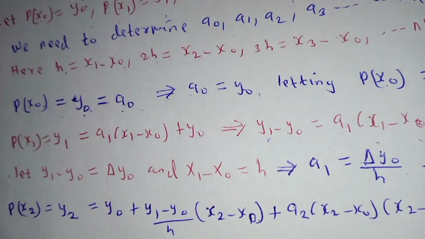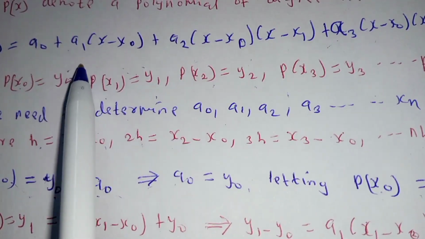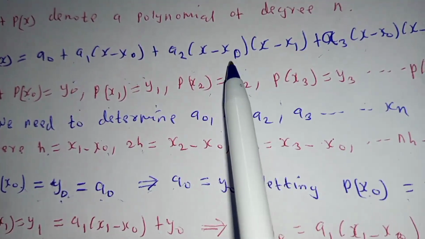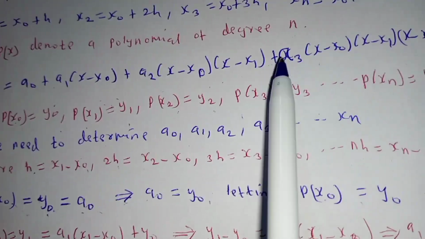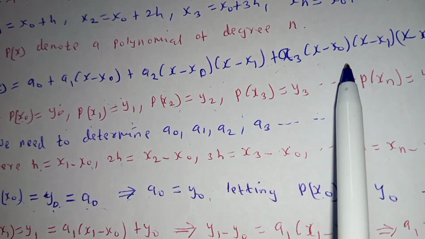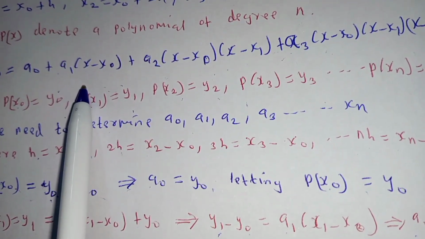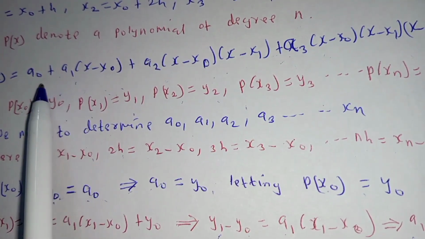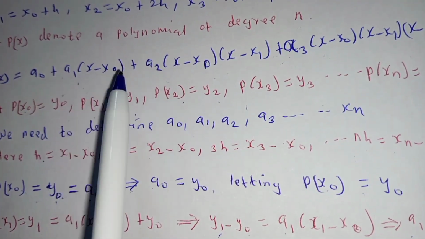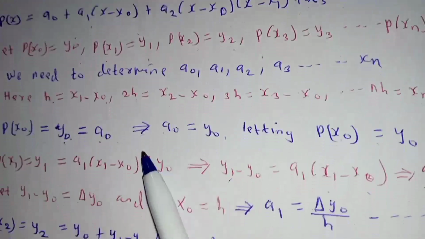Then next, when our x is equal to x2 in this polynomial here, the other terms which are higher than these terms will reduce to 0, and we shall be left with this part here. Already we have obtained a0 and a1. So substituting the values of a0 and a1 and the value of x with x2, we shall obtain the following.